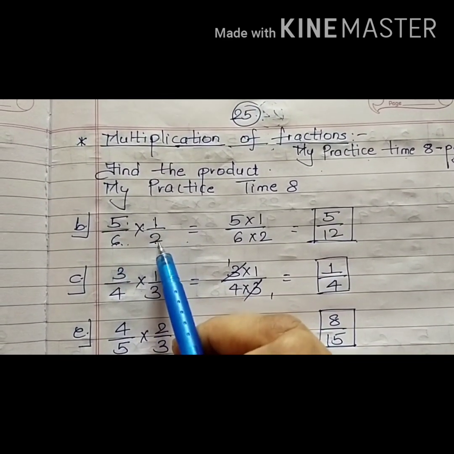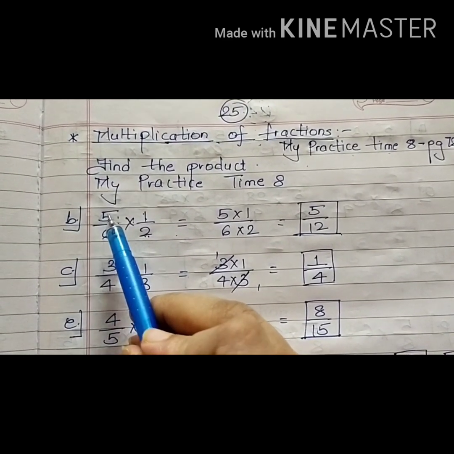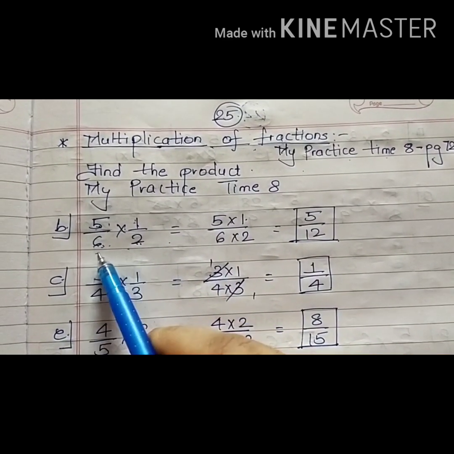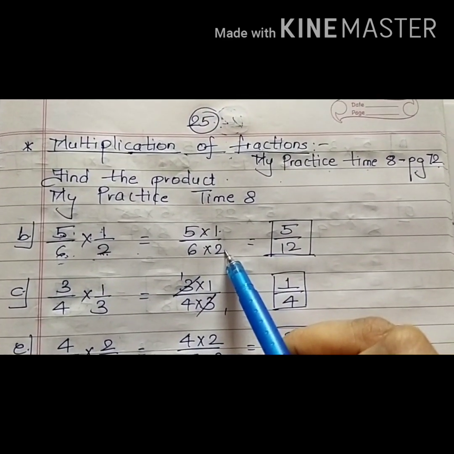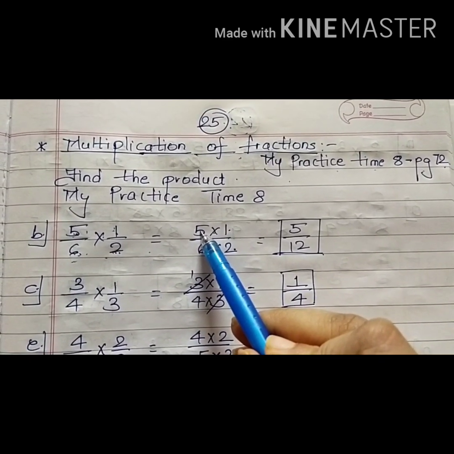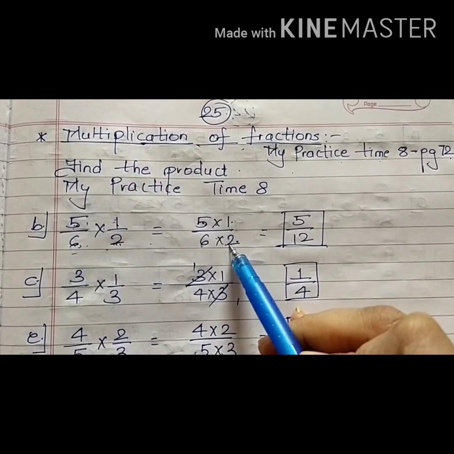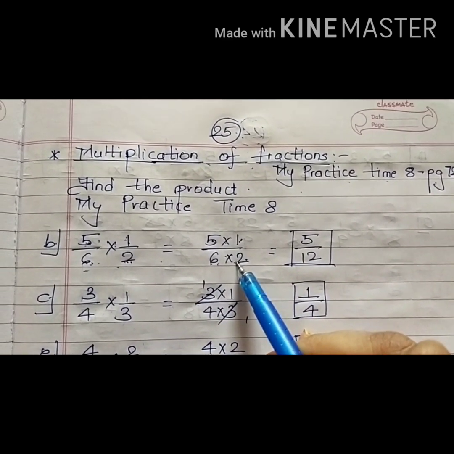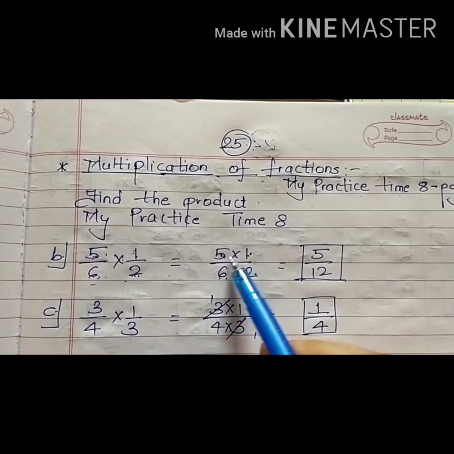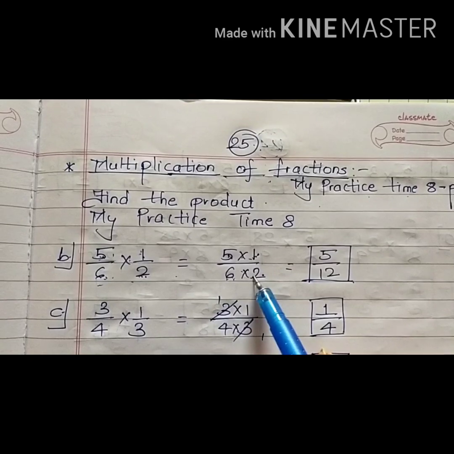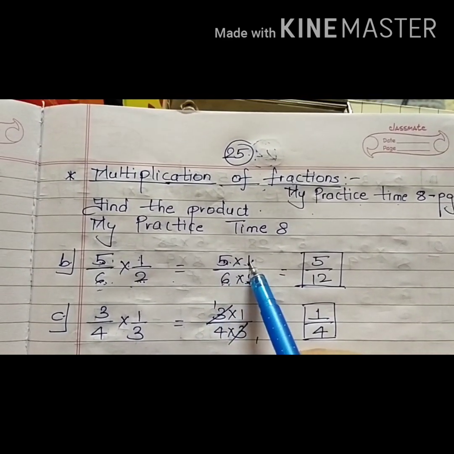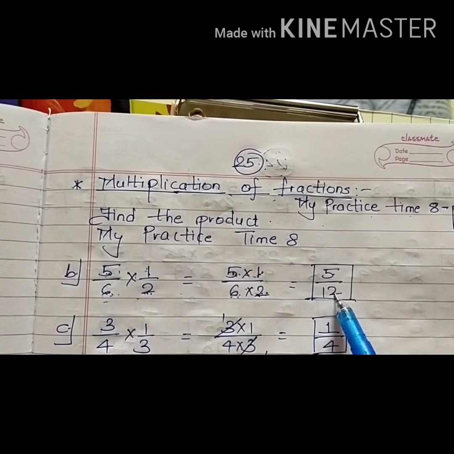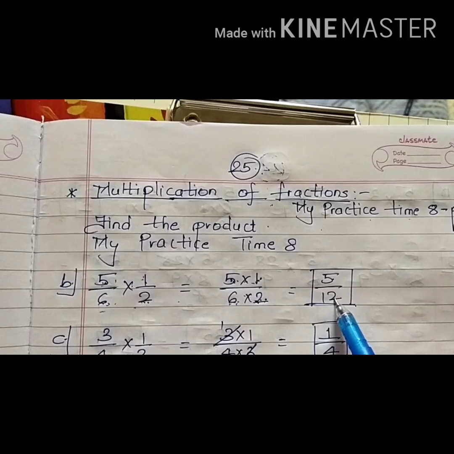5 upon 6 into 1 upon 2. Now first write the numerators together, that is 5 into 1, and the denominators together as 6 into 2. Now children, just check if any of the numerator is getting reduced with any of the denominator. If it is not getting reduced, we will simply multiply the numerator with the numerator and denominator with the denominator. So 5 multiplied by 1 is 5 and 6 multiplied by 2 is 12. So this is your first product of the fraction 5 upon 6 multiplied by 1 upon 2.